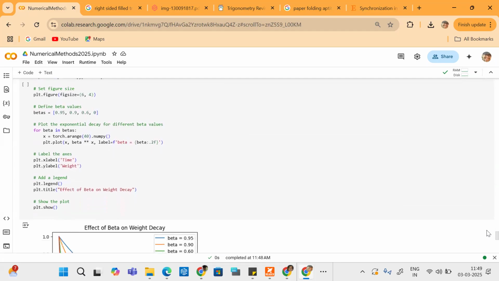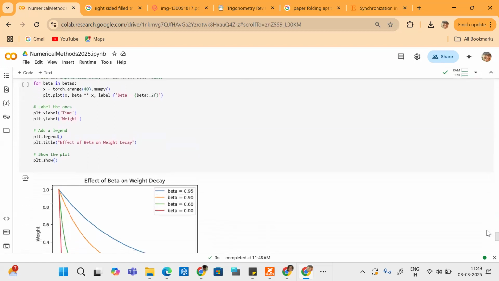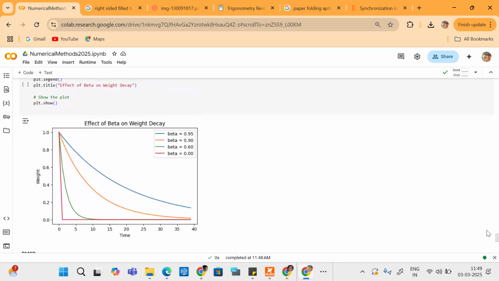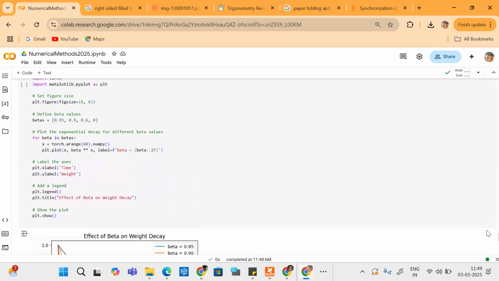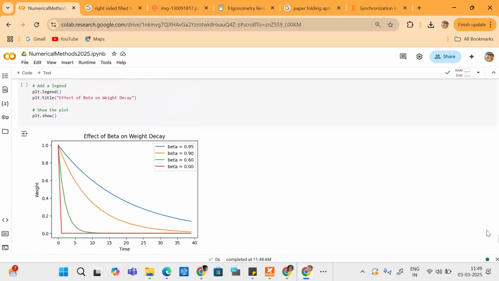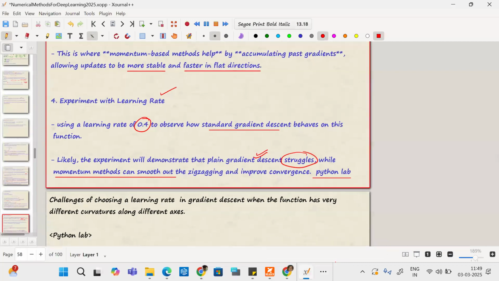So yeah, these were all the things. And here I am trying to plot different weights, the effect of beta on weight decay. This is just a normal plot. I am trying to understand how beta to the power n varies with n, which is very simple, right? Your weights: beta, beta square, beta cube, beta fourth, all this. That's fine. Anyway, these are all the ideas.